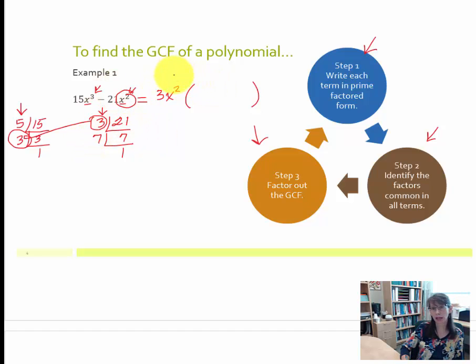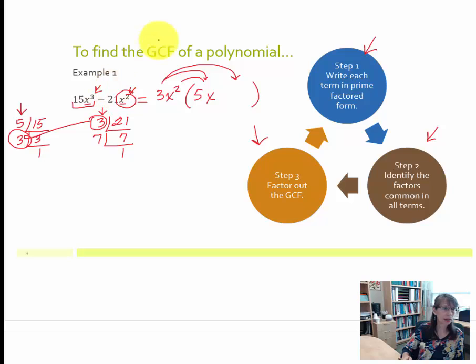So the way we do that is what we call reverse distributive property. 3 has to be multiplied by something to recreate the original term. 3 times 5 would create 15. x squared then would be multiplied by how much to create x cubed? So here you have to think about product rule. x to the 2 plus 1 would match x cubed.